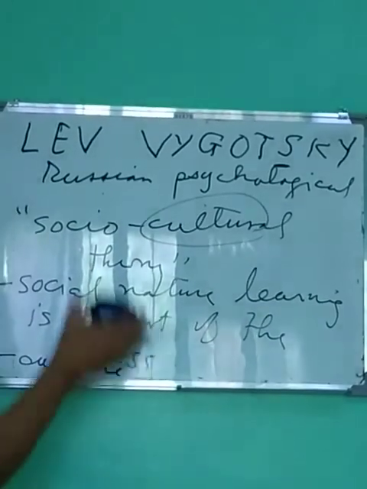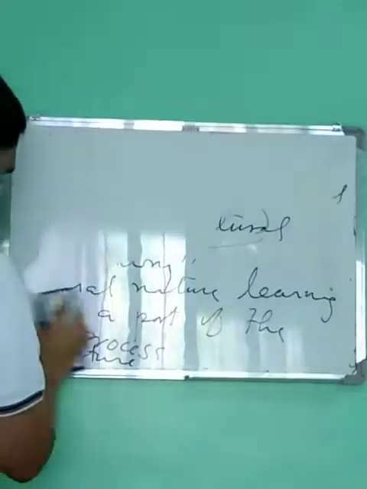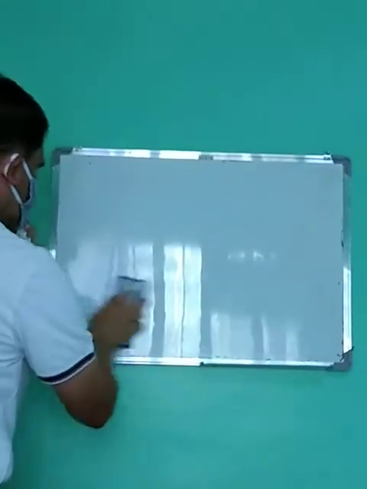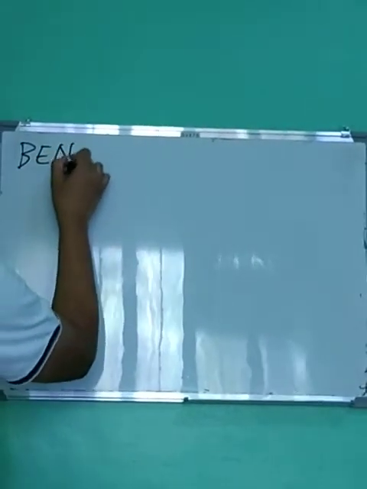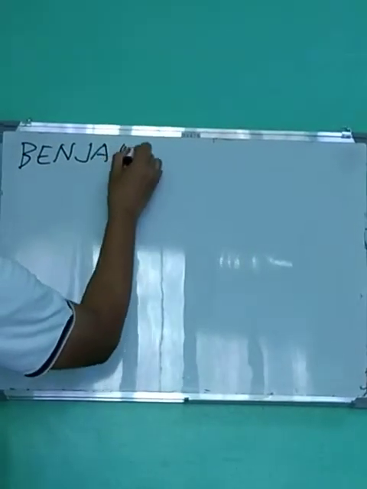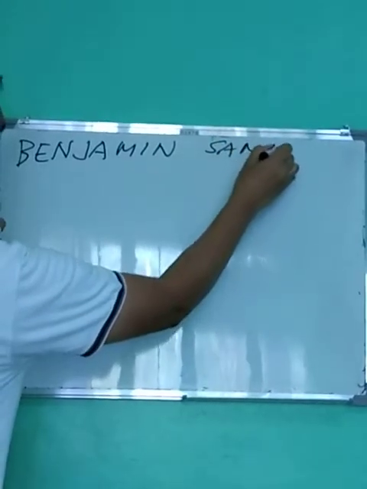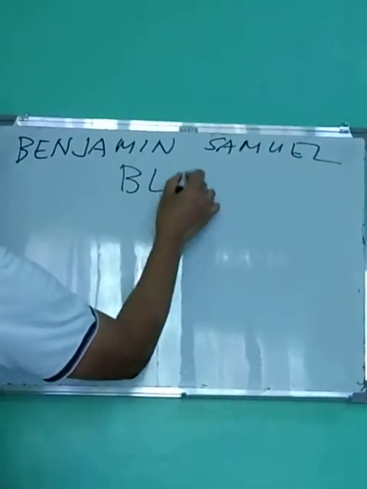So we proceed now to the other psychologist, which is longer to discuss. The next psychologist is an American psychologist by the name of Benjamin Samuel Bloom.